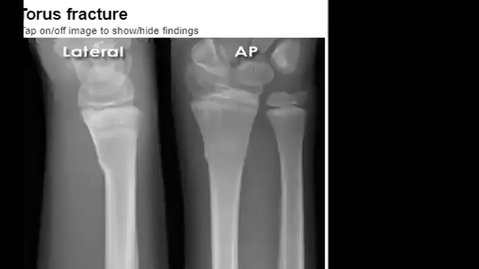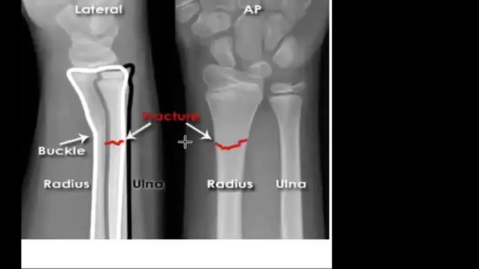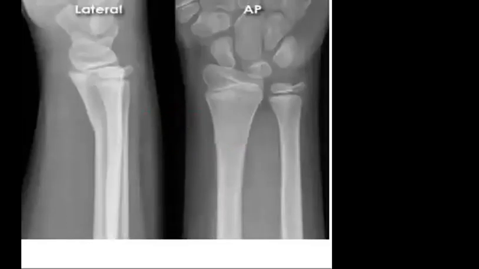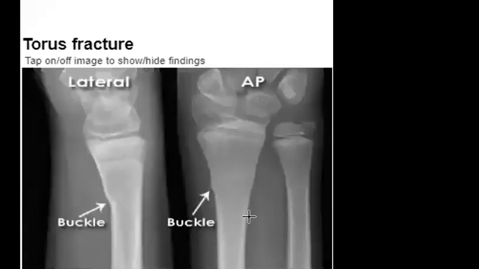And they like to differentiate between torus and greenstick, that, for example, this torus doesn't have a line, but the greenstick fracture has a line, like a fracture line. So you can see the fracture line. So this is what is called a greenstick fracture, and the other one which doesn't have a line is called a torus fracture. So okay.